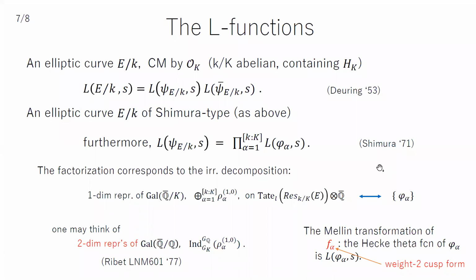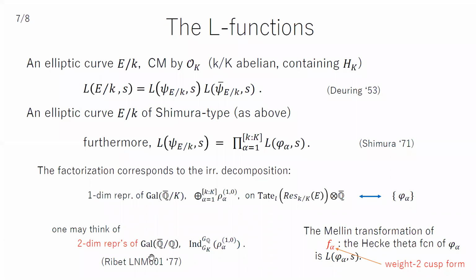And furthermore, for an individual one-dimensional representation of the Galois group of the field K, we may think of the two-dimensional representation of the Galois group of the field Q as an induced representation. Incidentally, the L function here for the Hecke character phi alpha is known to be a Mellin transform of what is called the Hecke theta function of the Hecke character phi alpha, which is denoted by F alpha. And it is known that this Hecke theta function is a weight two cusp form.